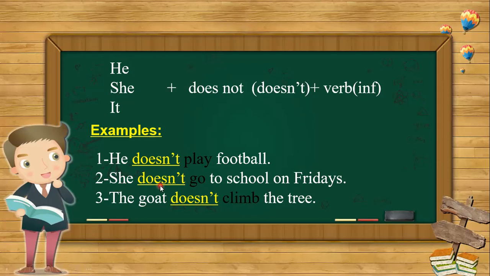Number two, she doesn't go to school on Fridays. Again, she. I want to say goes. Can I say goes with doesn't? No, we can't. There is does here. It took the S from he, she, and it. So there is nothing to give the verb go. So I will put the verb stem. Just go. She doesn't go to school on Fridays.